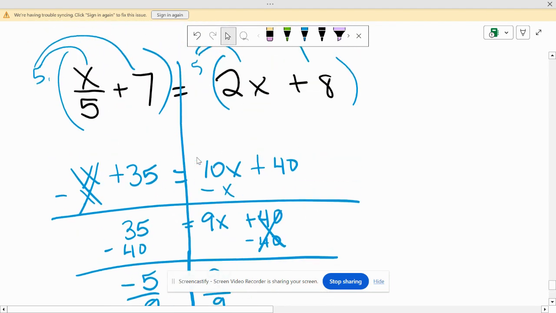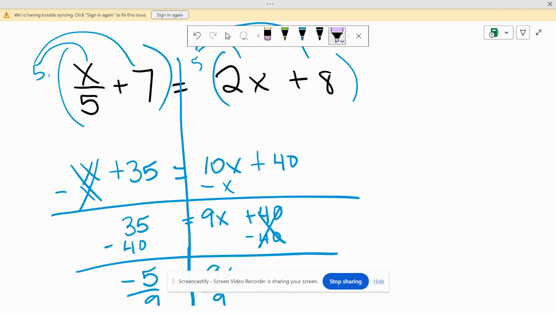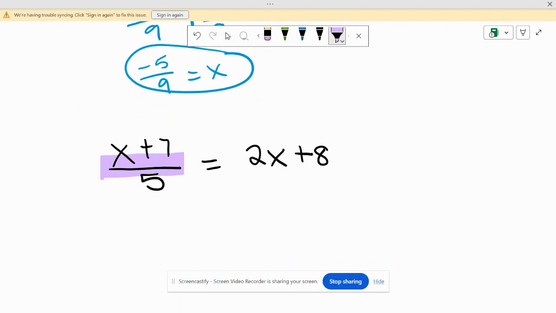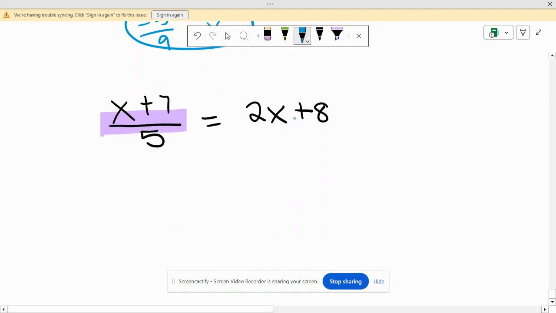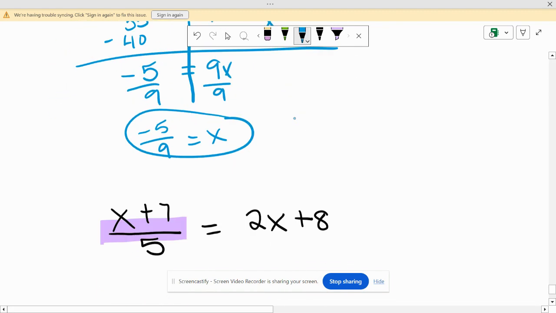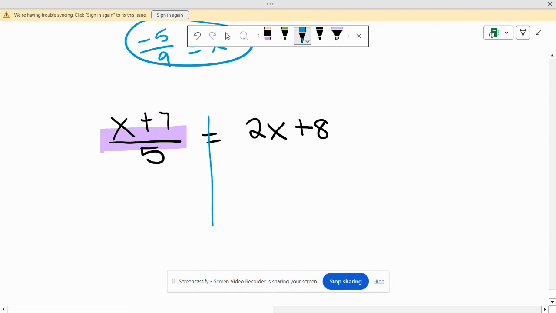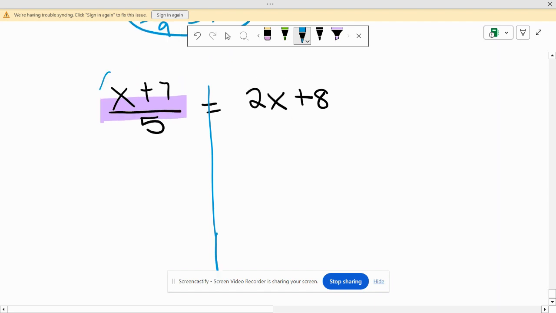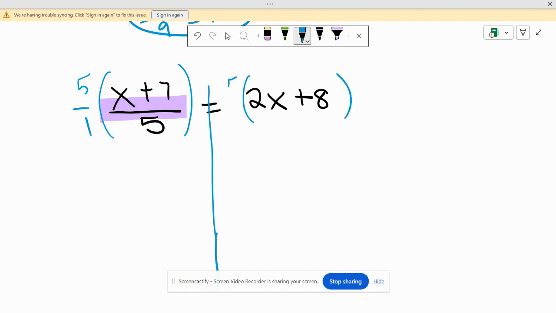All right, this one here is very similar, but notice the difference in the fraction. This is x over 5 plus 7. This is x plus 7 over 5. So we're going to have to treat this equation differently than this one here. With this equation, I am going to start by multiplying by 5, because that will immediately simplify the denominator down to 1. So 5 divided by 5 is 1.